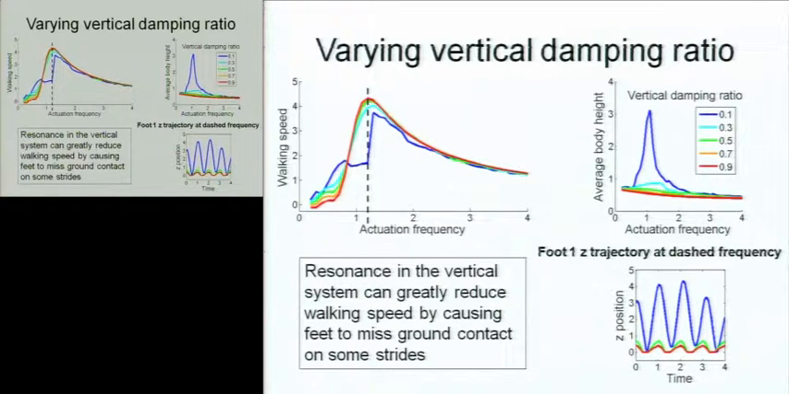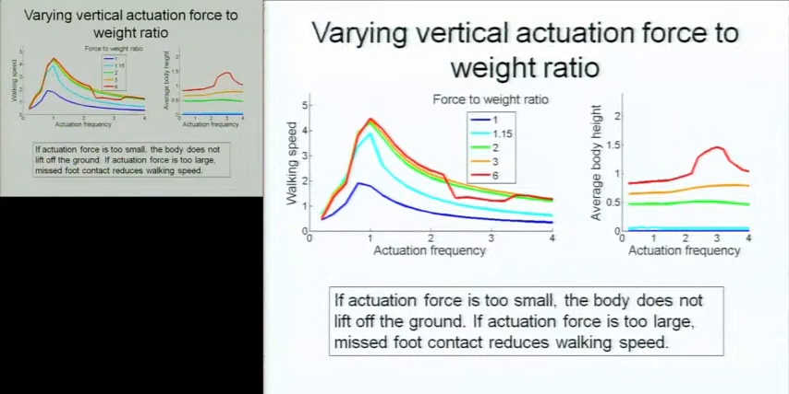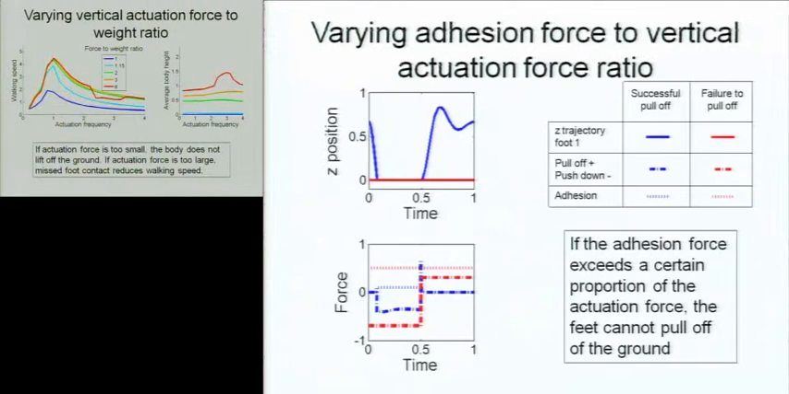If the vertical damping ratio is decreased too much, then resonance in the vertical system can cause large amplitude oscillations. These large vertical oscillations can cause missed ground contact on some strides, which results in significantly slower walking speeds. Another important factor in walking robot design is actuation requirements. If the vertical actuation force is too small relative to the weight of the robot, then the body does not lift off of the ground. If the actuation force is too large, then vertical motions can cause missed foot contact and reduced walking speed.